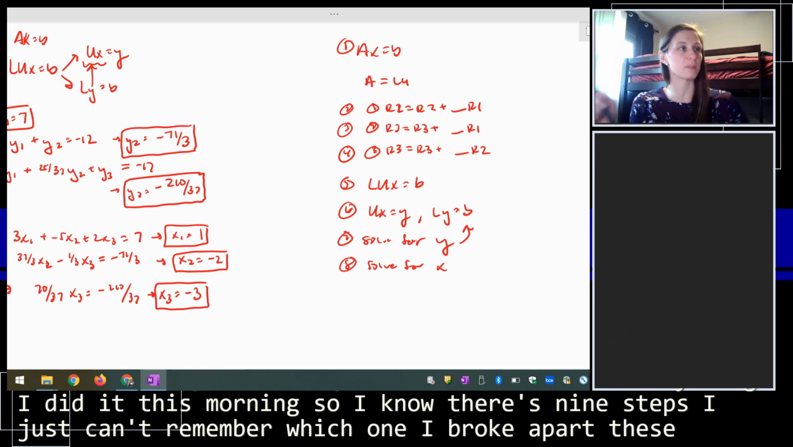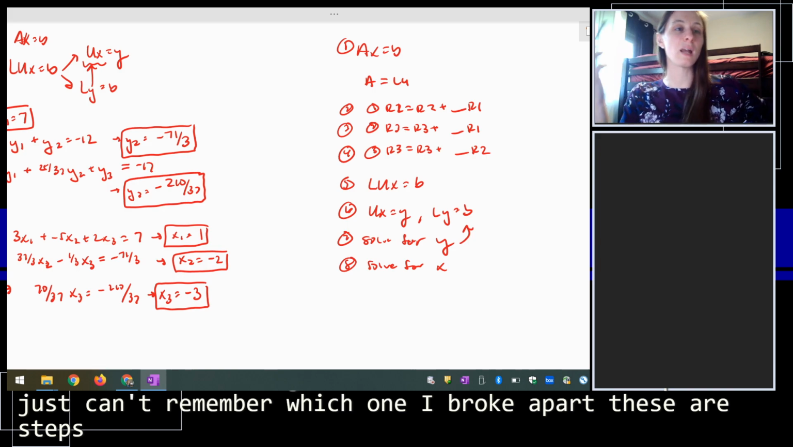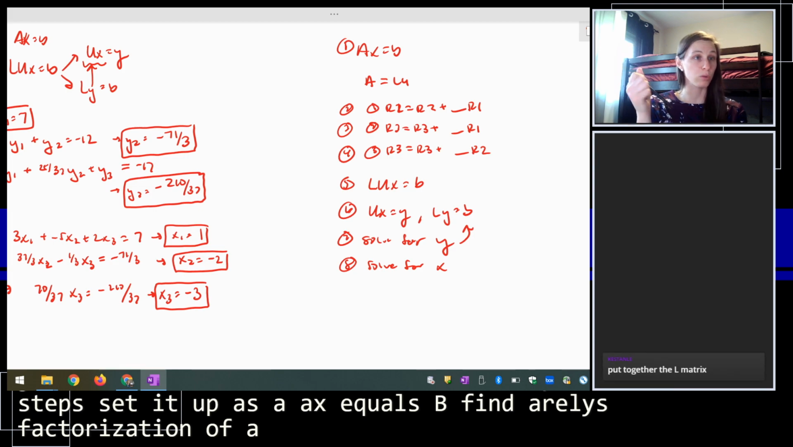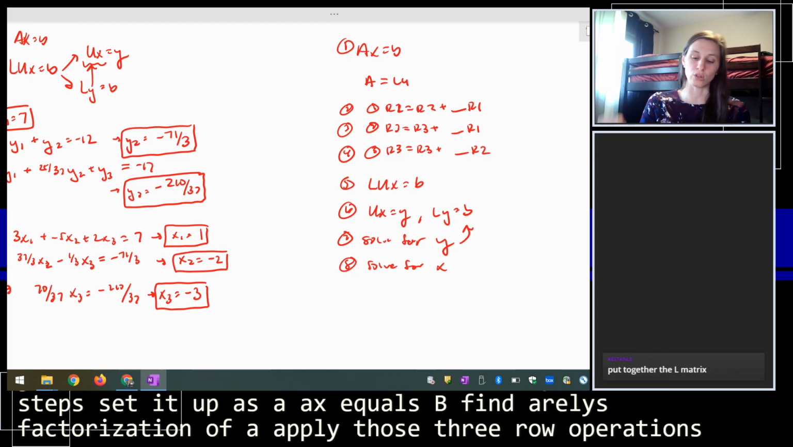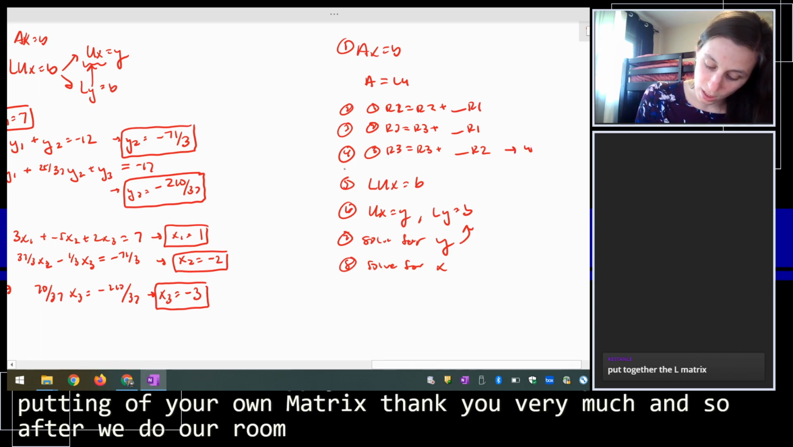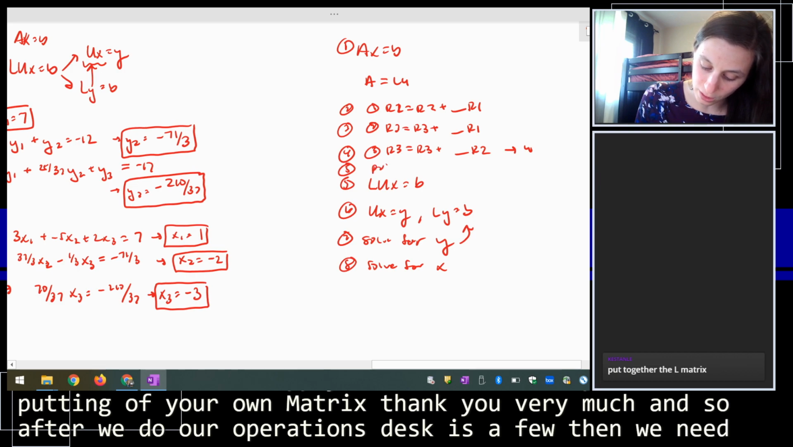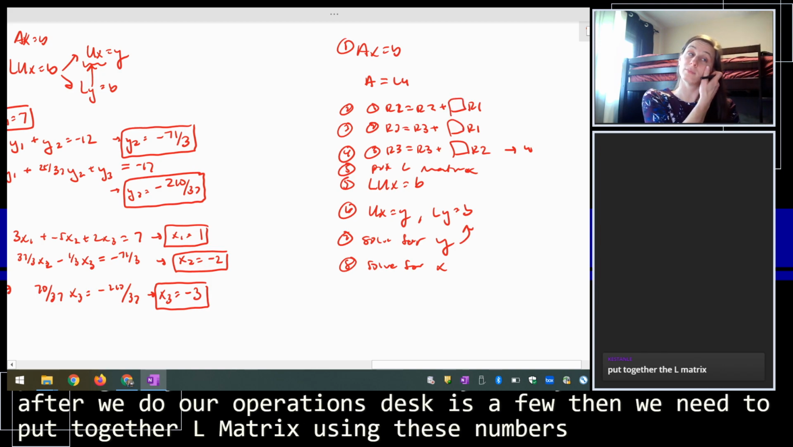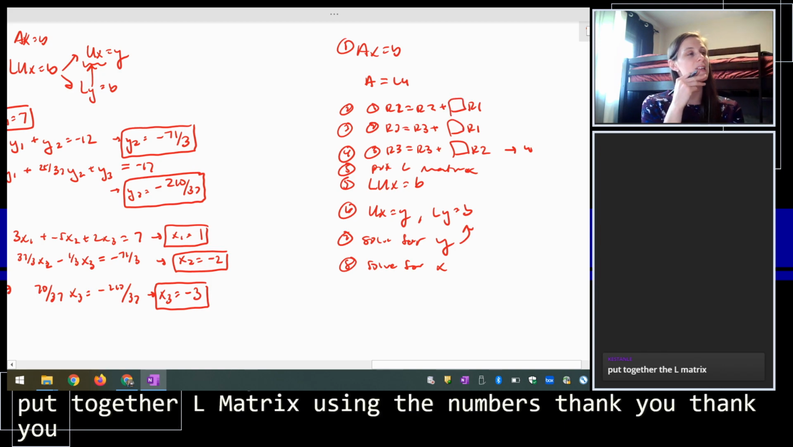But anyway, these are our steps. Set it up as AX equals B. Find our LU factorization of A. Apply those 3 row operations. Put together your L matrix. So after we do our row operations, this gives us U. Then we need to put together the L matrix using these numbers. There we go. Now we have 9 steps.